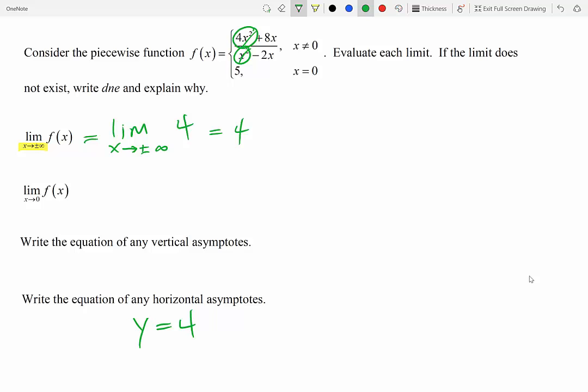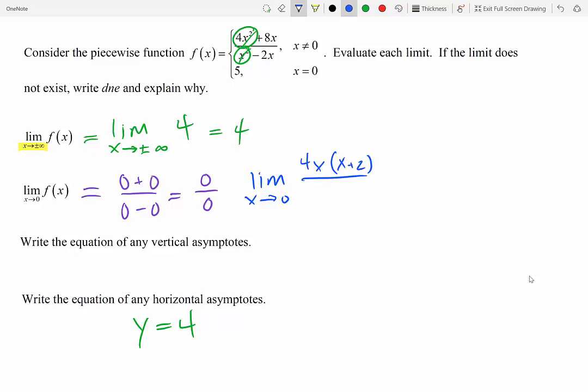Next, if we're asked to find the limit as x is approaching 0, notice if we were to calculate our limit using substitution, you do get 0 plus 0 divided by 0 minus 0, which doesn't give us an answer, instead an indeterminate form. This means we need another method to calculate this limit, so we'll use the limit as x approaches 0, and we'll factor our function to be 4x times the quantity x plus 2 divided by x times the quantity x minus 2.